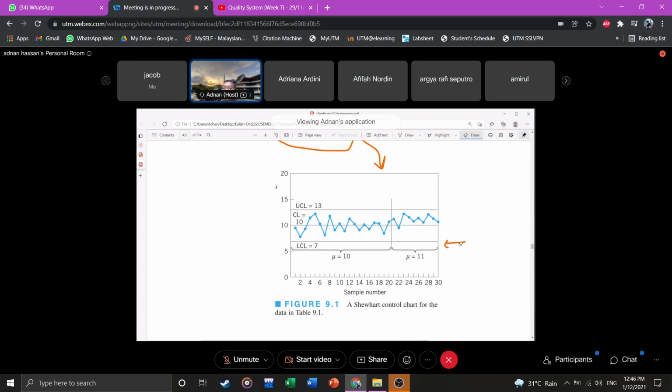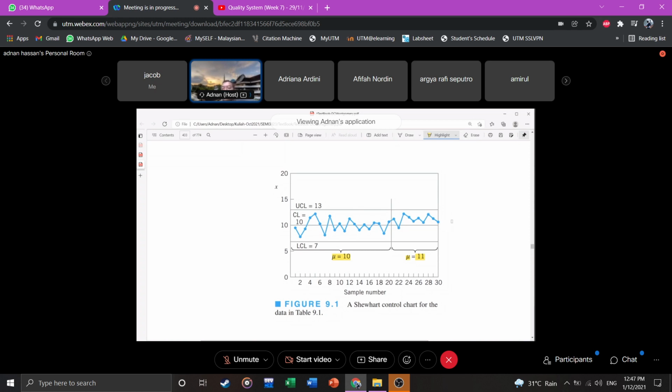If we don't look carefully, we don't realize this. It's shifted actually. Over this range, you can see that the mean was 10. But after this point of 20, the mean has shifted. All the numbers are above the central line. So the mean became 11. When we monitor this, we say that the process is in control unless you are using runs rules. Using runs rules, you may detect this point.